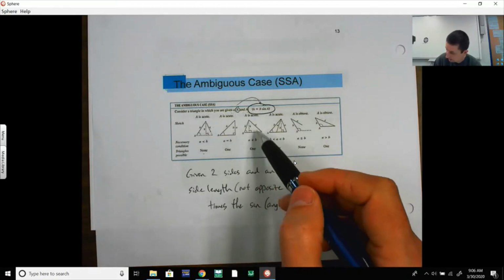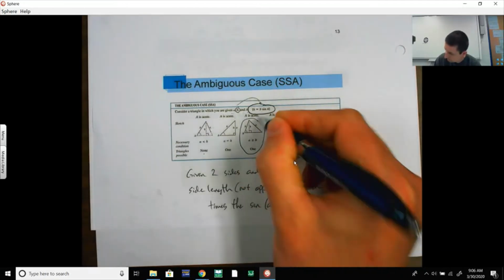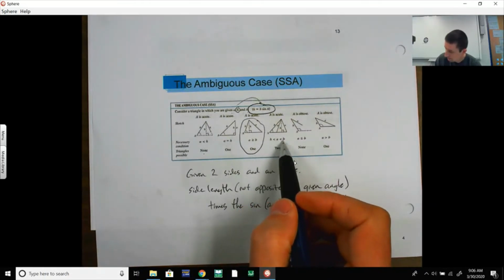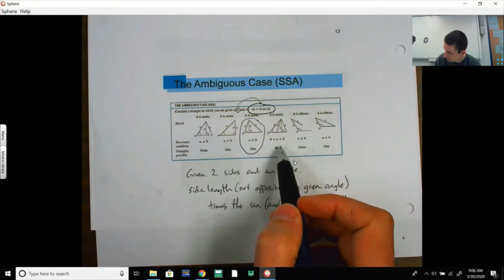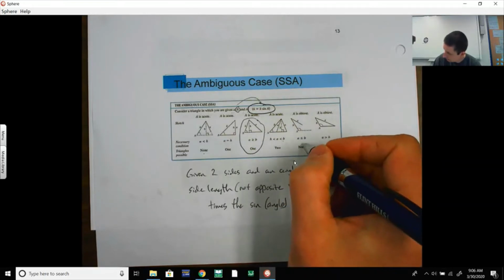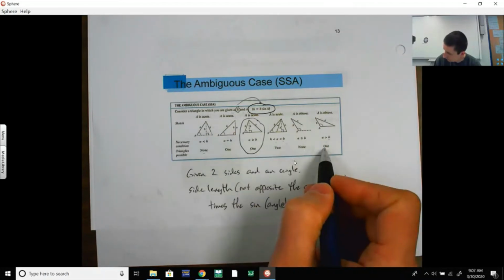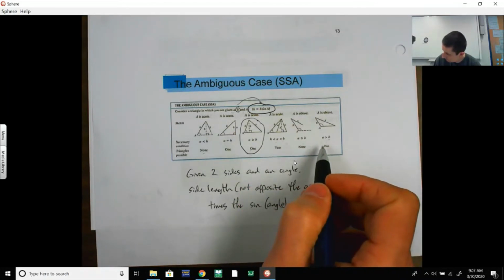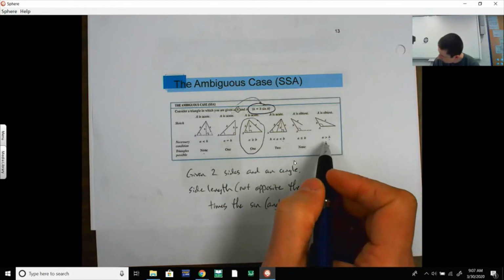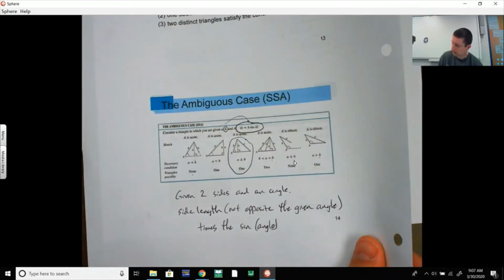If A is greater than B, this is the first one you want to check here. You have one triangle possible. If A is between H and B, then there's two triangles possible. Okay. So if A is less than or equal to B, none. If A is greater than B, that kind of fits in there, there's just one. Okay, so A is greater than or equal to B, that's an acute triangle. So that table we're going to come back and reference.